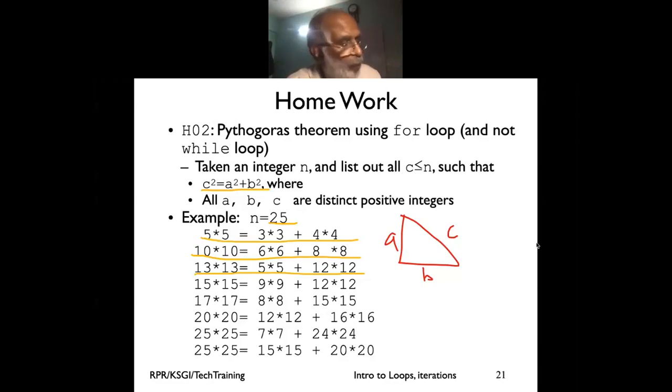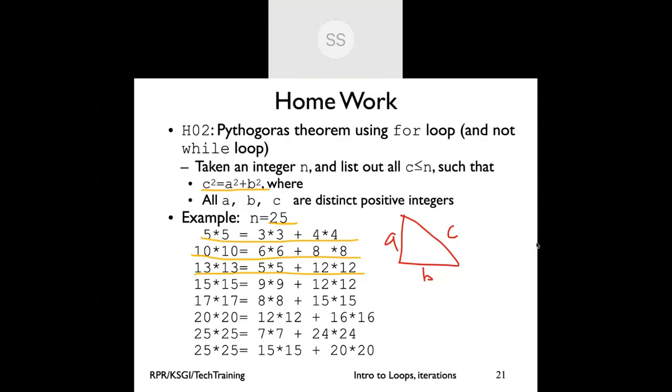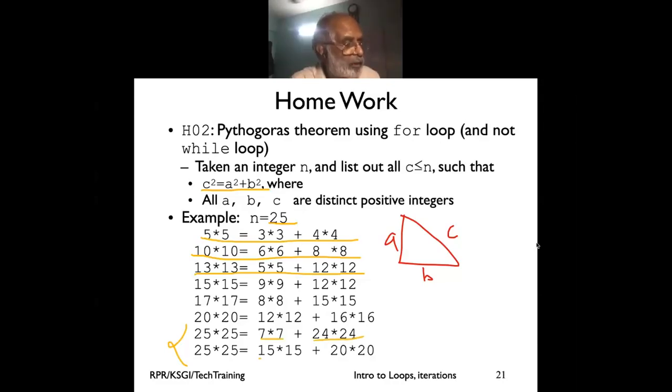This again requires basically a for loop. And if you look at 25, 2 things are applicable. One is 7 square plus 24 square, other is 15 square plus 20 square. So you print both. So given a number n, starting from 5 square till all that, you print the numbers such that c square is equal to a square plus b square. So you can get all the Pythagorean triplets.